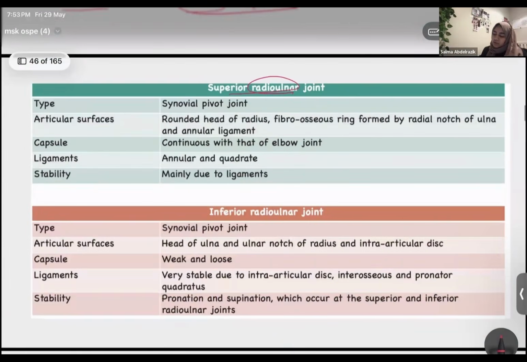You have the superior radioulnar joint and the inferior radioulnar joint. They're both synovial pivot joints. The articular surface is the rounded head of the radius, with a fibrous ring formed by the radial notch of the ulna and the annular ligament. But here, the articular surface is the head of the ulna and the ulnar notch of the radius and the interarticular disc.